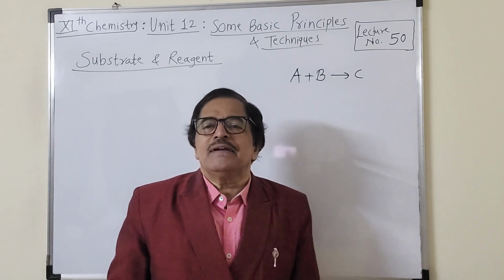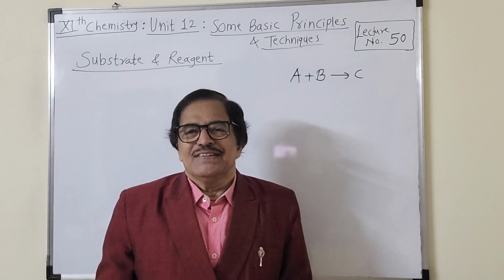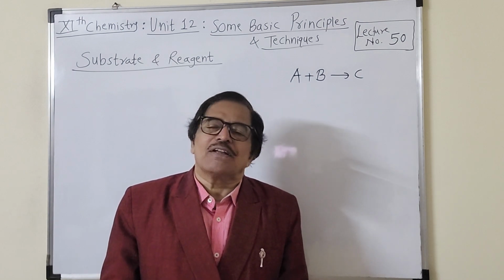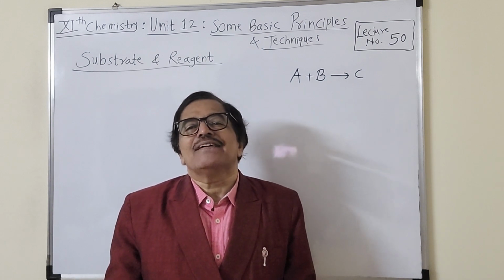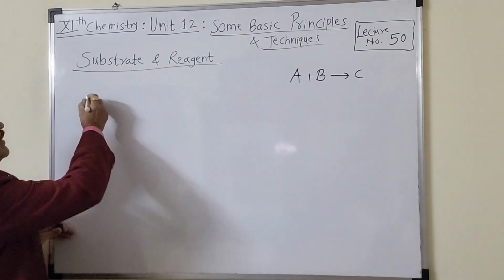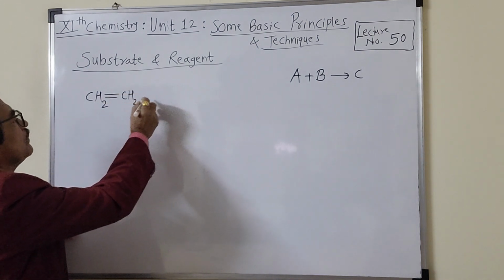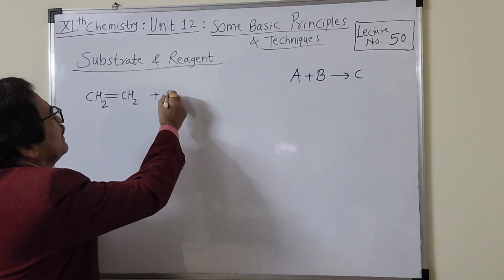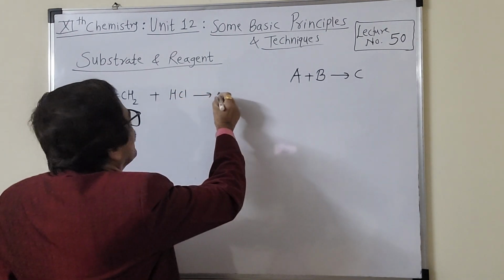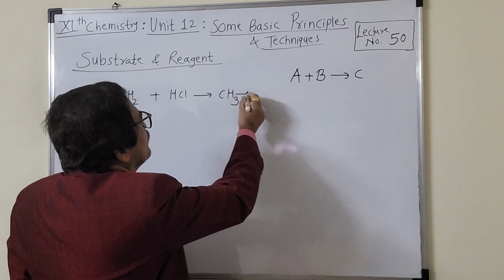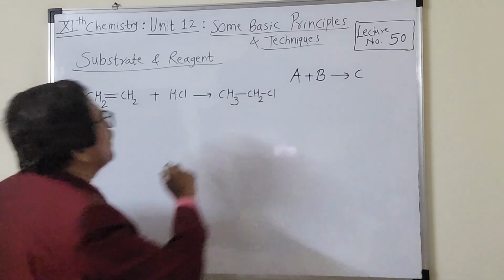Now in organic chemistry, organic compounds are mostly the substrate. Who will be the substrate in organic reactions? Organic compounds. And the other substances will be termed as the reagents. Just consider the reaction here. Suppose we write the reaction like this: CH2 double bond CH2 plus, suppose I take HCl. Then what will I get? One hydrogen will go to CH2 to form CH3 and chlorine will go to the other CH2 to form CH2Cl. So this is the product.